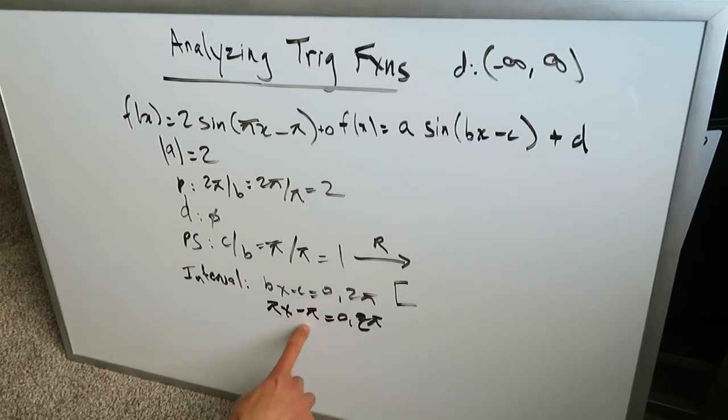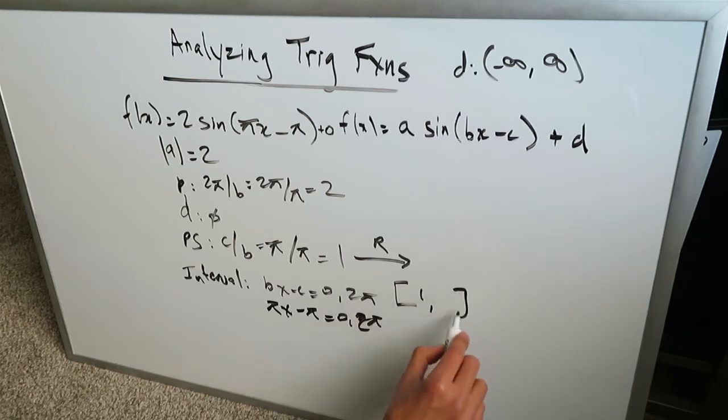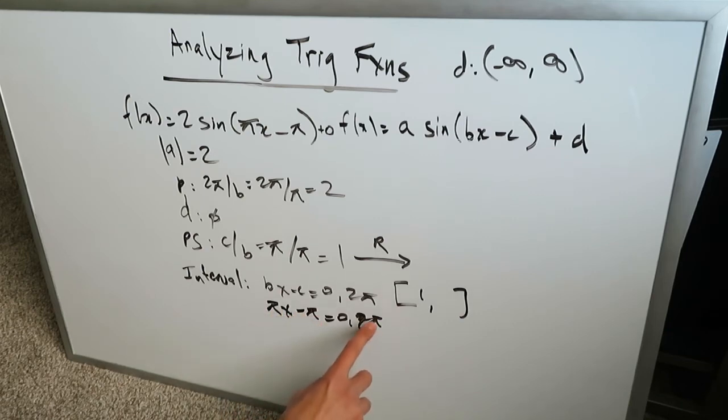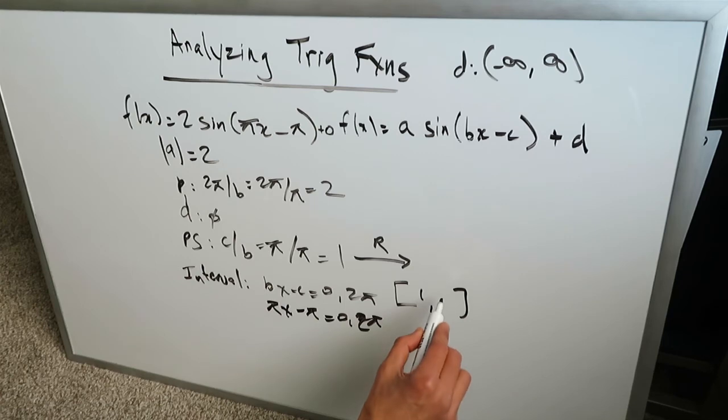If you take this first pi over here, when you're using the 0, you get pi x is equal to pi. You take the other pi, you get x is equal to 1. That's the start of your interval. When you're using the same formula here, but with 2 pi, you do pi x minus pi equals 2 pi. You take the first pi, you get 2 pi plus pi, you get a 3 pi. When you take the other pi, it divides, you get a 3.